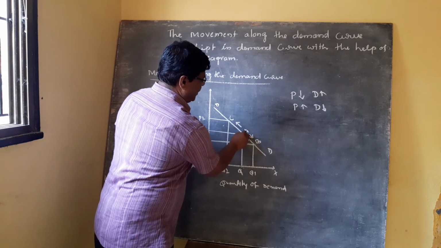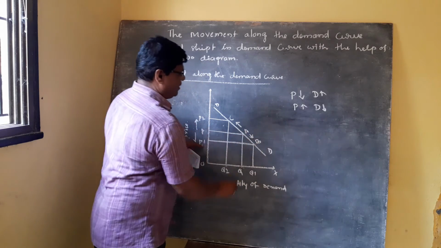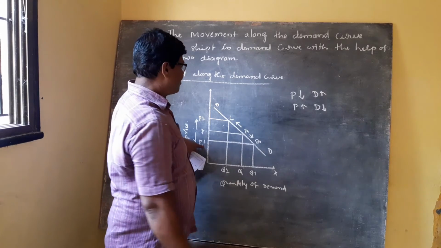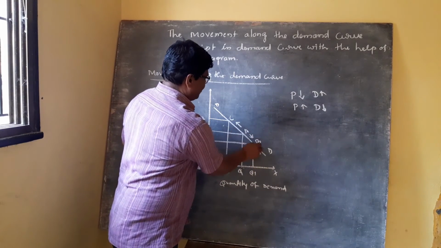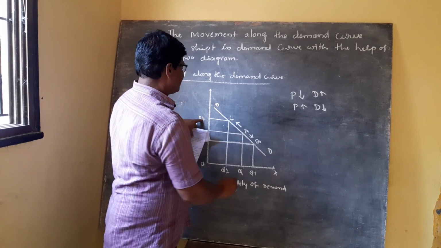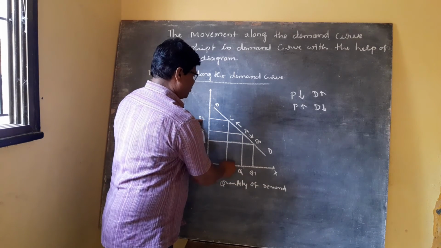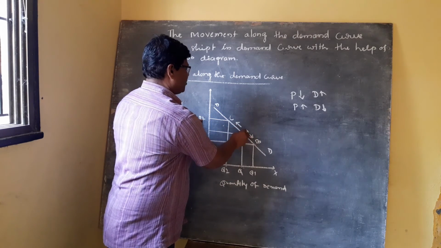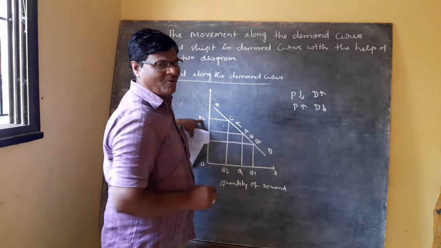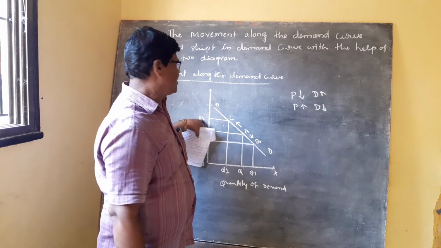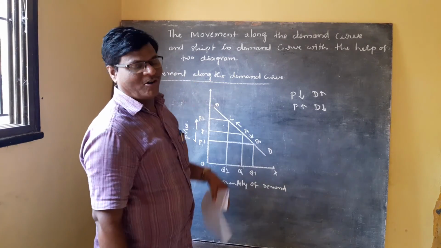A to B is an extension of demand, also called extension in demand or movement along the same demand curve. When price rises, the demand decreases from OQ to OQ2, from A to C. It is contraction in demand on the same demand curve. It is a movement along the demand curve.